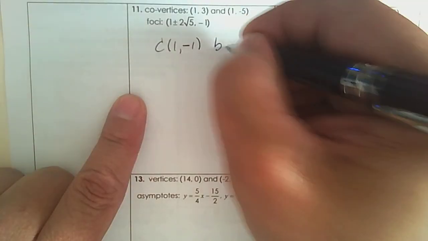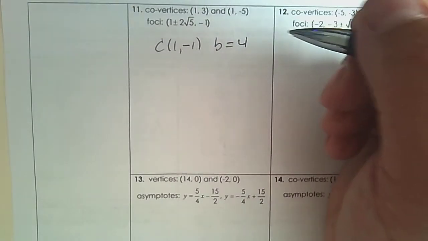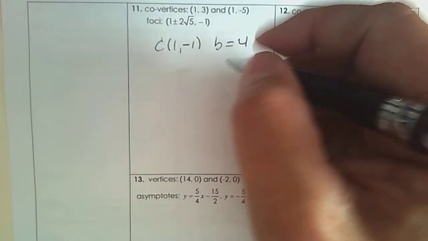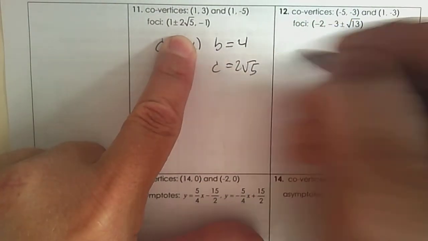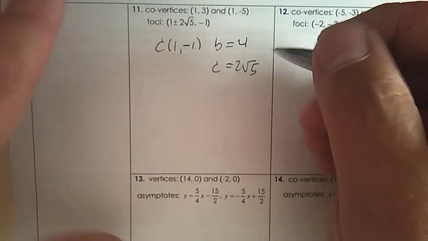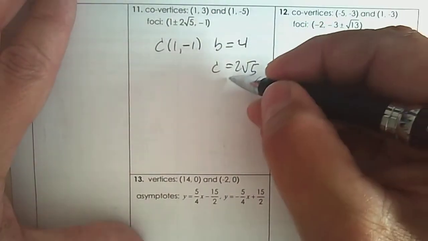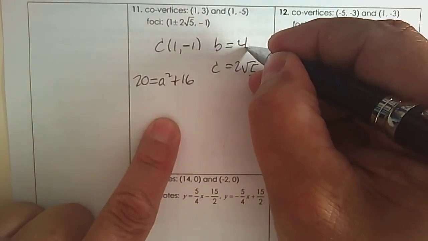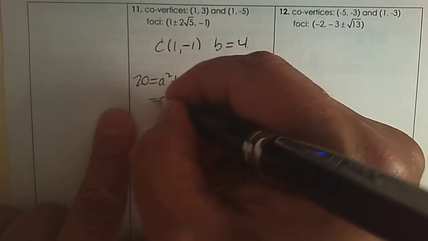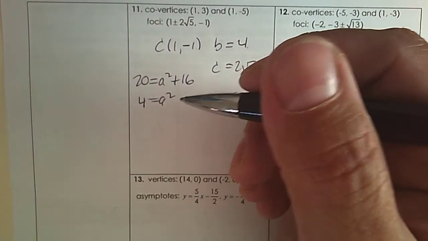But this is b. So when I look from negative 1 to 3, that distance is 4. That's for the minor. To find the major, I need the foci. Notice my c is going to be 2 root 5 for my formula. And now the formula, it's c squared. So 2 squared, that's 4, times 5, so that's 20, is equal to a squared plus b squared, which is 4. So 4 squared, 16. Subtract 16, and a squared is equal to 4, and that's it.